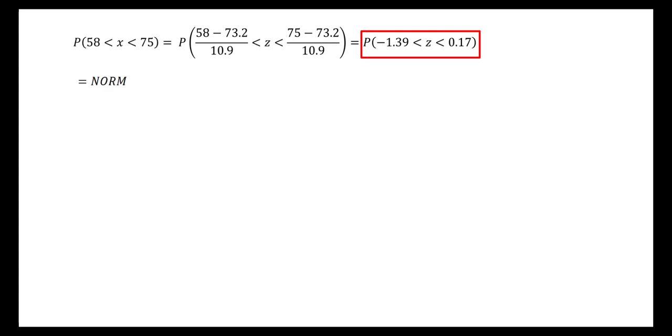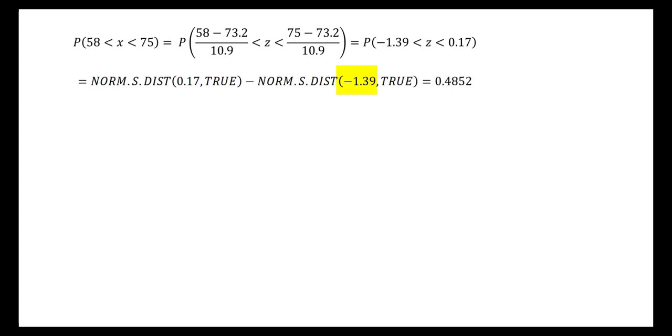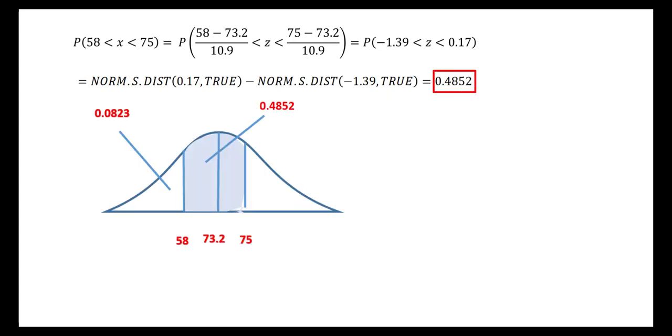Now, after finding those z-score values corresponding to 58 and 75, which is negative 1.39 and 0.17 respectively, we can also use Excel by putting in the z-score of 0.17 in that formula and the z-score of negative 1.39 also in that formula. So when we get these two areas like we obtained earlier on, when we subtract, we get 0.4852.